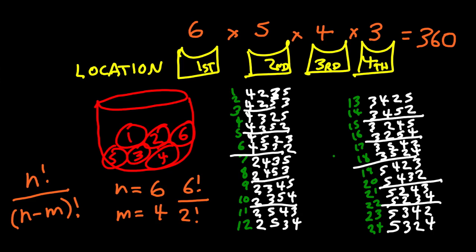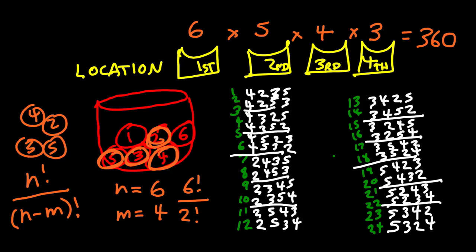On the other hand, if in order to win the lottery, it doesn't matter what order we select the balls, we simply have to select the 4 correct numbers. Now we are talking about combinations. So let's imagine that I reach in here and I draw out the 4, the 2, the 3, and the 5. Okay? 4, 2, 3, and 5.